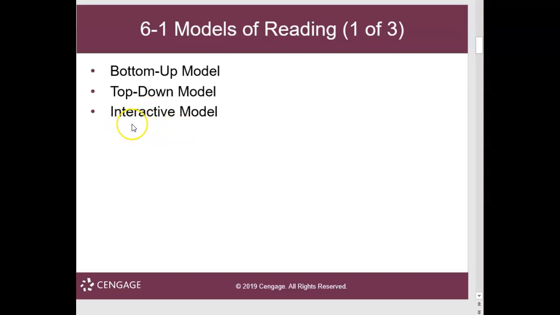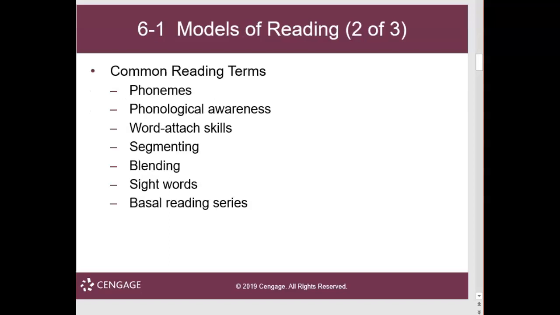And then the interactive model is really a combination of both, to be honest, and making sure that the students are as engaged and interacting with early reading skills all the time, constantly, right? All right, so those are some models of reading.